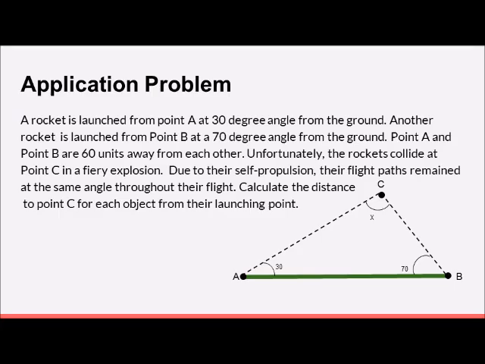Finally, let's look at an application problem. A rocket is launched from point A at a 30-degree angle from the ground. Another rocket is launched from point B at a 70-degree angle from the ground. Point A and point B are 60 units away from each other. Unfortunately, the rockets collide at point C in a fiery explosion. Due to their self-propulsion, their flight paths remained at the same angle throughout their flight. Calculate the distance to point C for each object from their launching point.